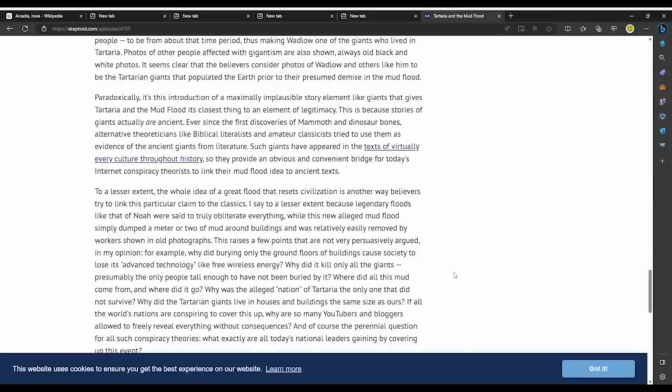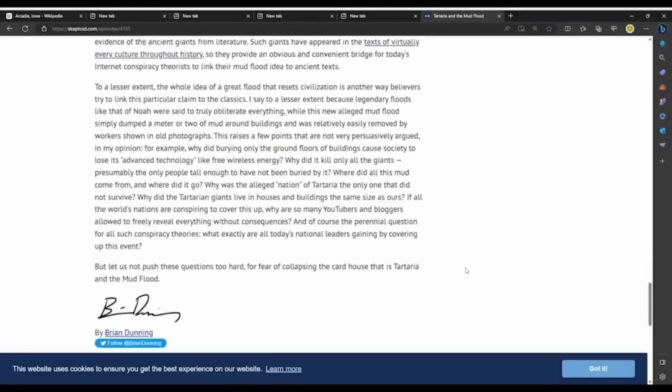To a lesser extent, the whole idea of a great flood that resets civilization is another way believers try to link this particular claim to the classics. I say to a lesser extent because legendary floods like that of Noah were said to truly obliterate everything, while this new alleged mud flood simply dumped a meter or two of mud around buildings and was relatively easily removed by workers shown in old photographs. This raises a few points that are not very persuasively argued, in my opinion. Yes, it is your opinion, at least you're being honest there.